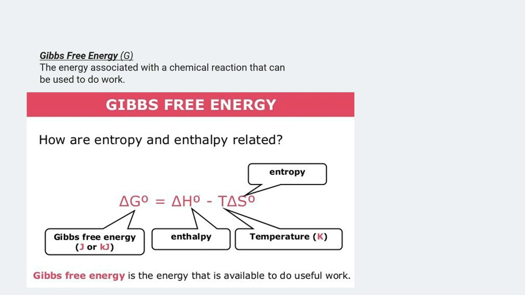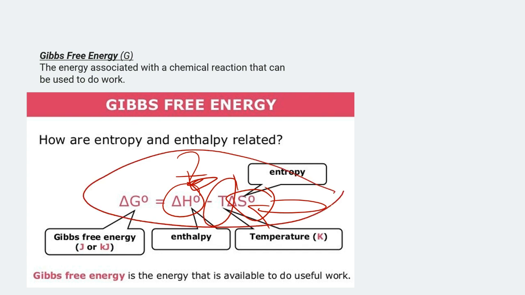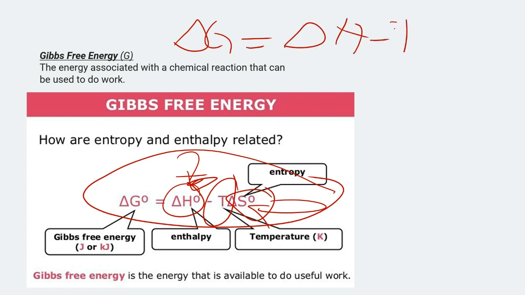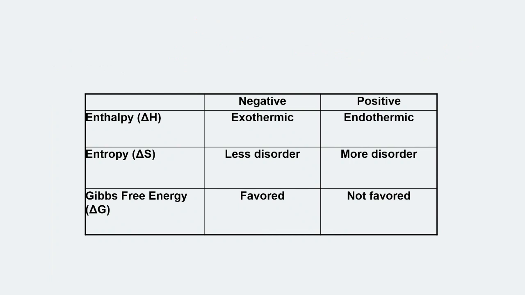So how is delta H, which is your enthalpy, which we discussed, and entropy, which is delta S, and the temperature related? They can all be summed up in this formula right here. It's delta G equals delta H minus T delta S. Okay, as you notice, delta G and delta H are proportional with one another, and same thing with delta S, okay?